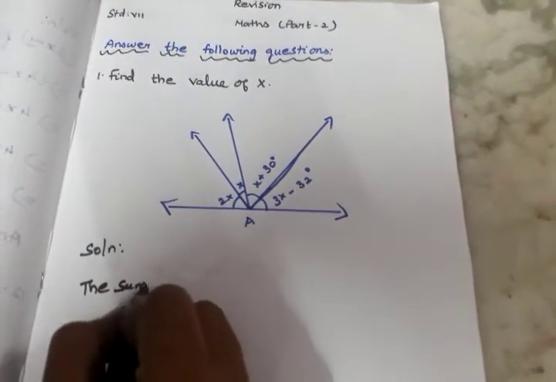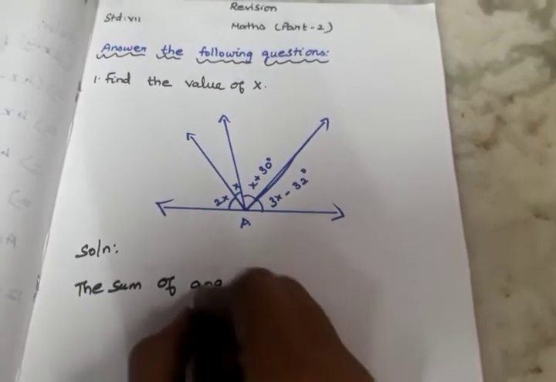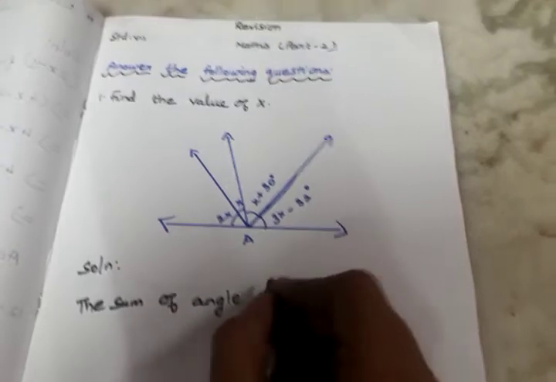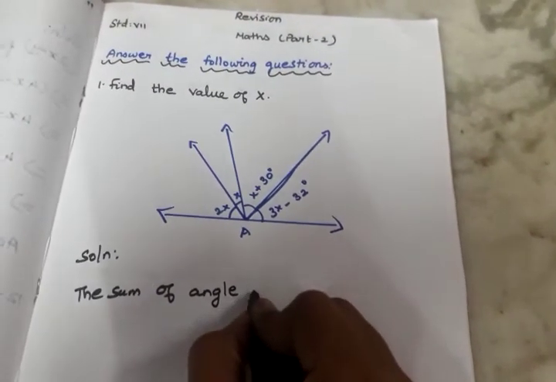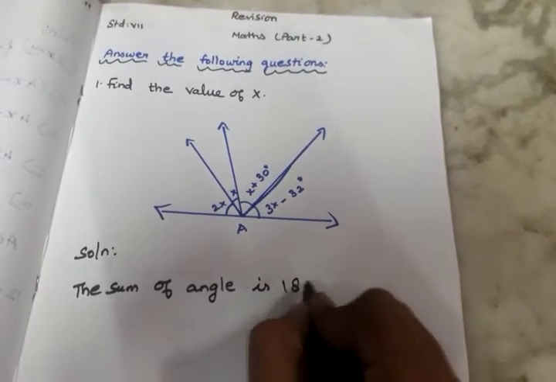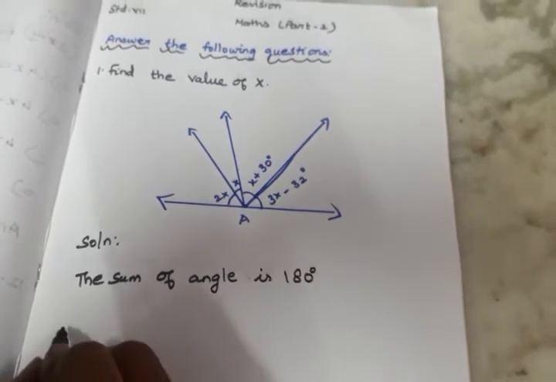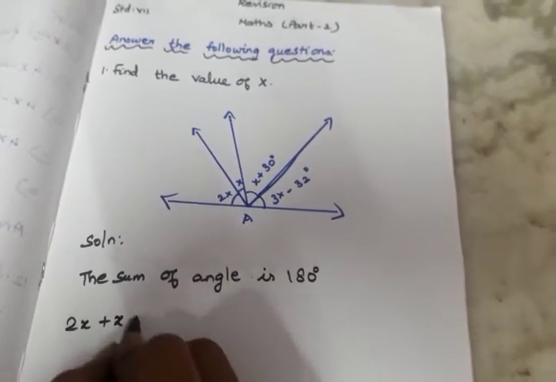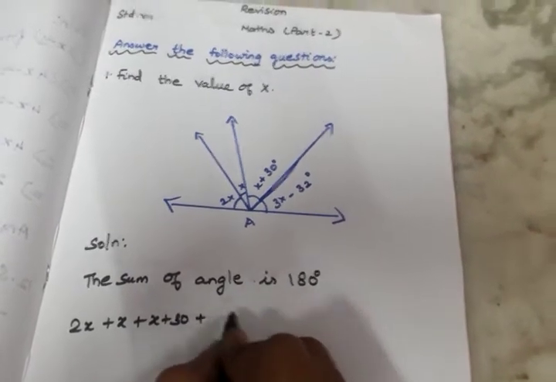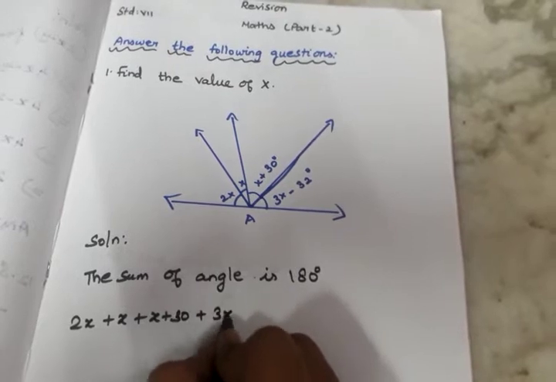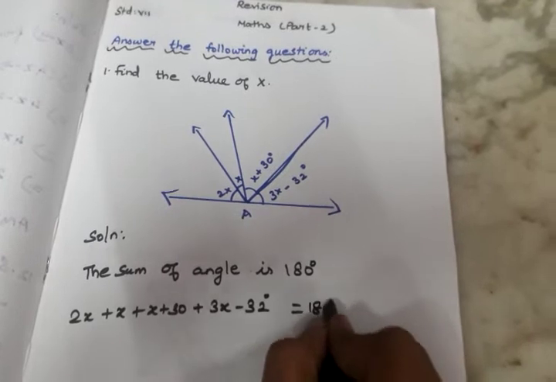Sum of angles at a point is 180 degrees. So add all the angles: 2x plus x plus x plus 30 degrees plus 3x minus 32 degrees. The sum of all the angles is 180 degrees.